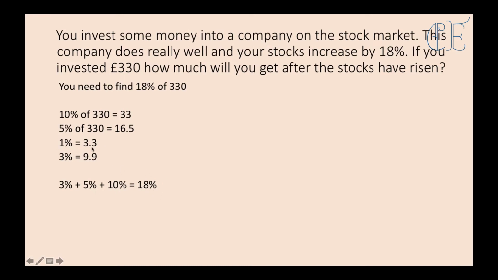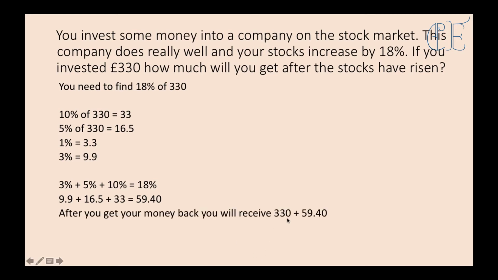I don't actually need to use the 1 because I just used that to find the 3. So 3 plus 5 plus 10 gives me 18. So I'm just going to add up the numbers that match each one. So 9.9, 16.5 and 33, giving me £59.40. So then I'm just going to do my 330, because that's what I had in the beginning, plus my £59.40, giving me £389.40. Okay.